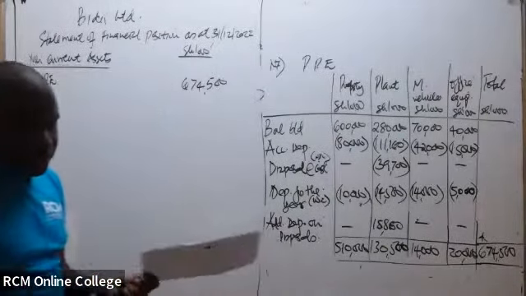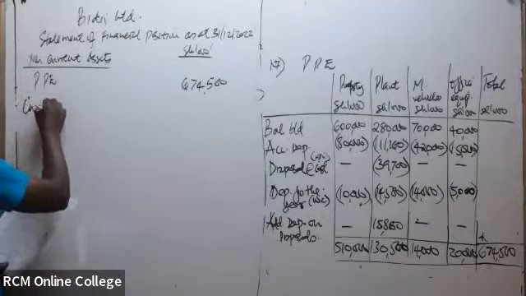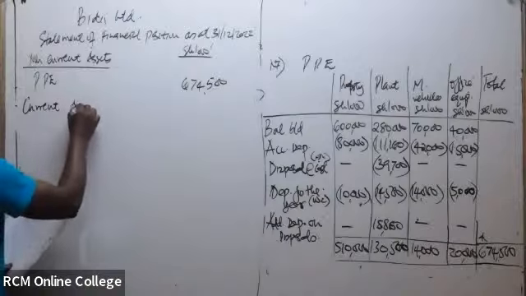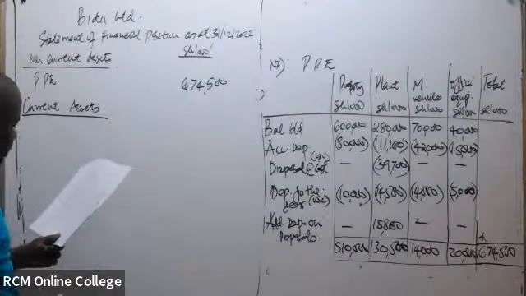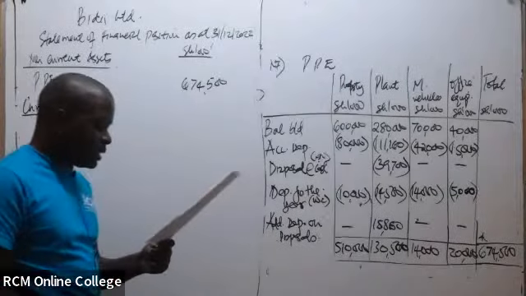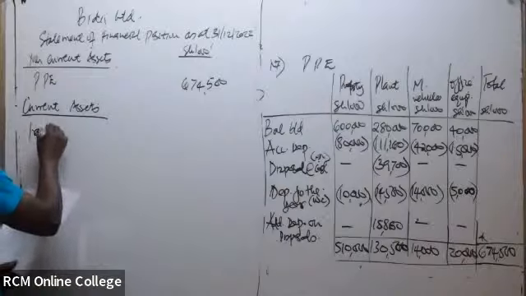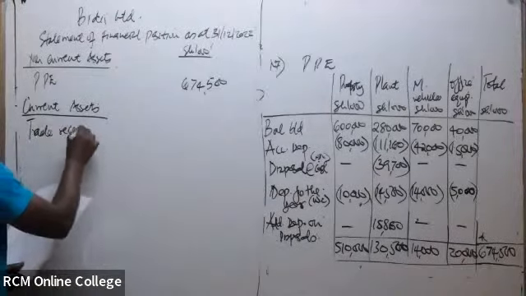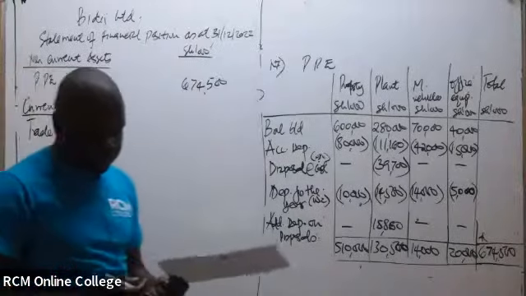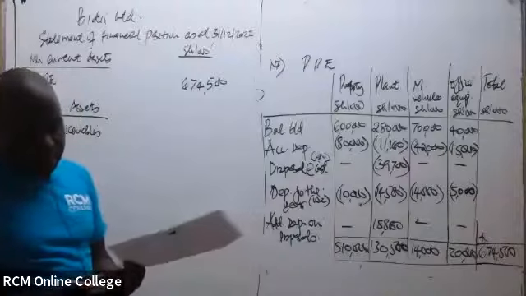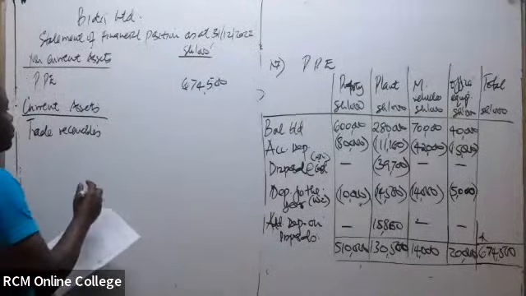Then in this case, we can go to the current assets. For the current assets also check the debit side of the TB balance. So in this case, we can see trade receivables of 74,500. So you have in this case trade receivables of 74,500.